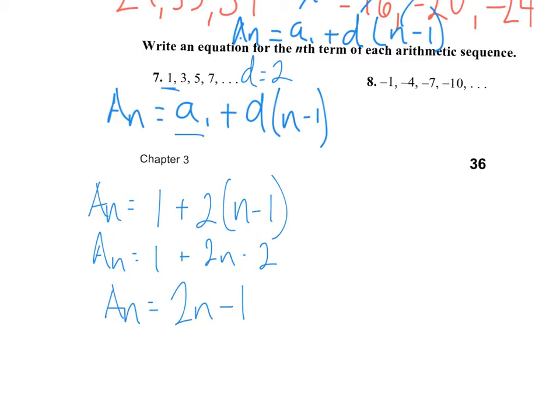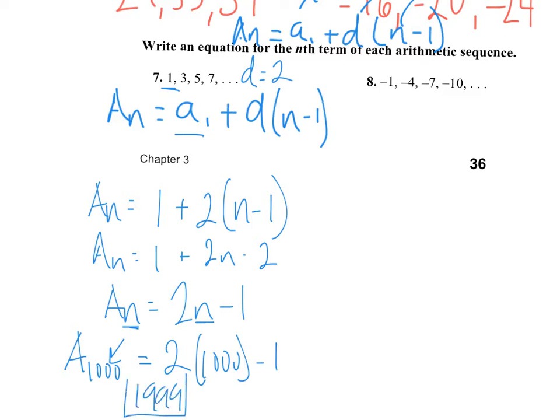So basically what that does is, let's say you want to figure out the 1,000th term in this sequence. Okay, great. Well, the 1,000th term, a_1000, is equal to 2 times, well, again, this n and this n are the same. They're 1,000. Subtract 1. So this means 2 times 1,000 is 2,000. 2,000 minus 1 is 1,999.